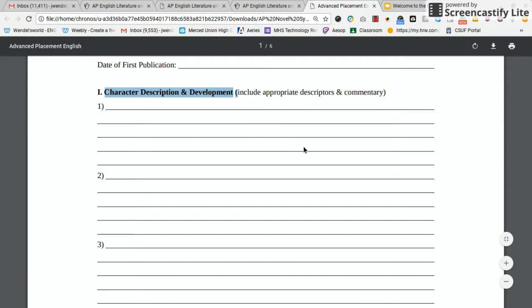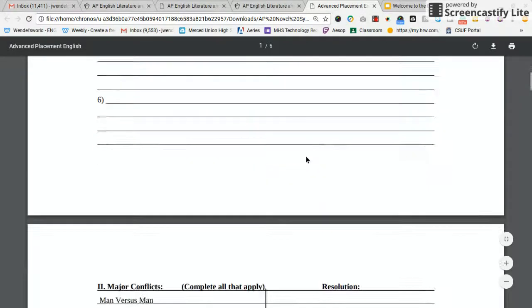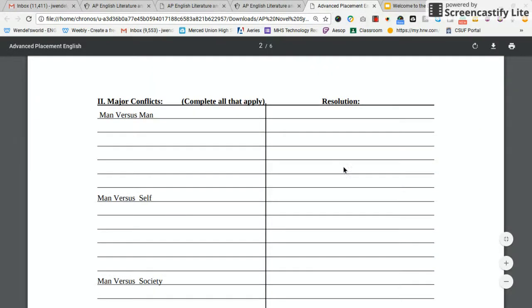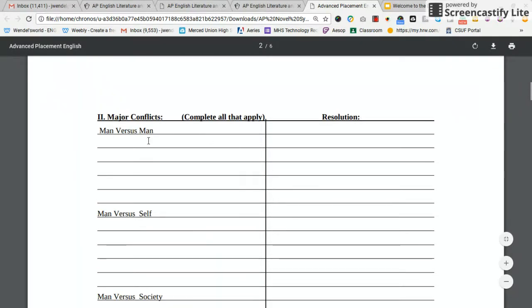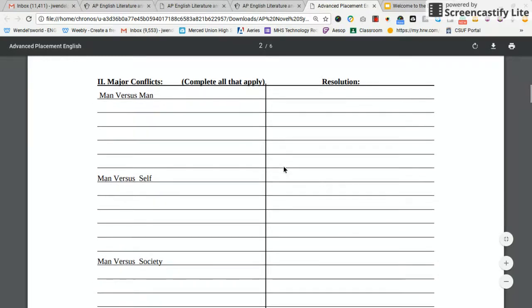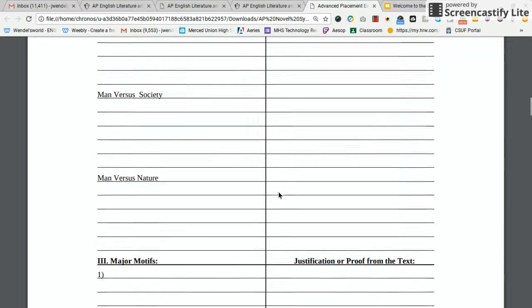What sorts of things really drive the characterization through this novel? And be specific too about the character traits, how they may interact with other characters. There's not a lot of room here, but you need to have a really good idea of how these characters are. Down here, for the major conflicts, like I said, you want to include the ones that actually apply to the book. So Man versus Man is definitely going to apply to, for example, Great Expectations, and Man versus Society, but Man versus Nature, not so much.